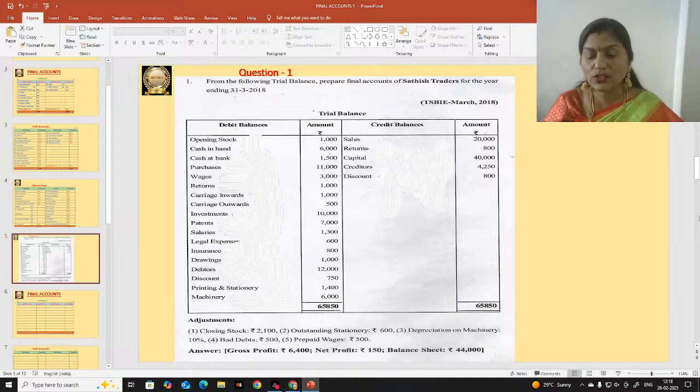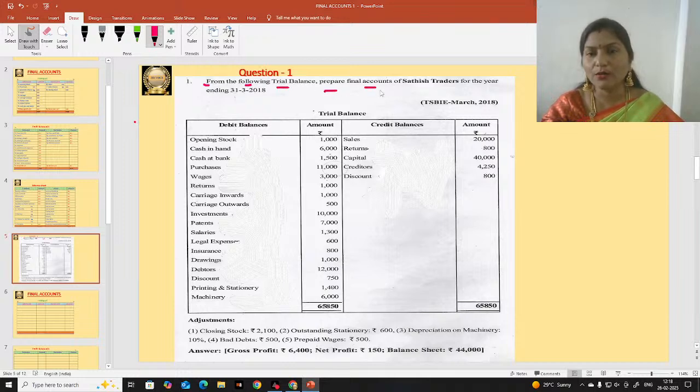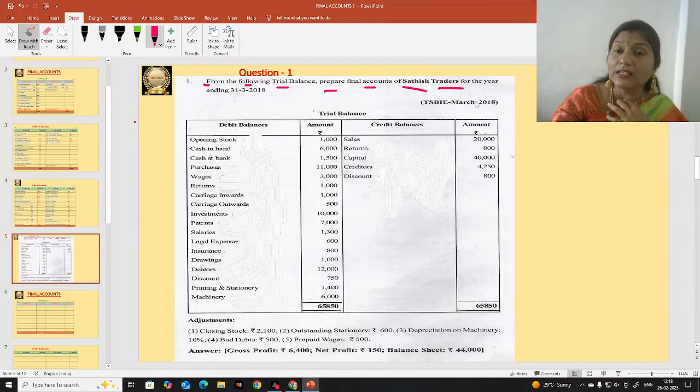So how they give the question in the final examination, or whenever you want to prepare final accounts, they will ask you. You can see on the top, they mention clearly here. I'm reading the question: from the following trial balance, prepare final accounts of Satish Traders. So they are asking us to prepare final accounts of Satish Traders.